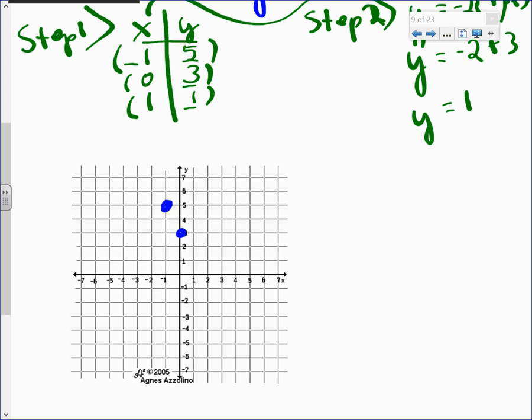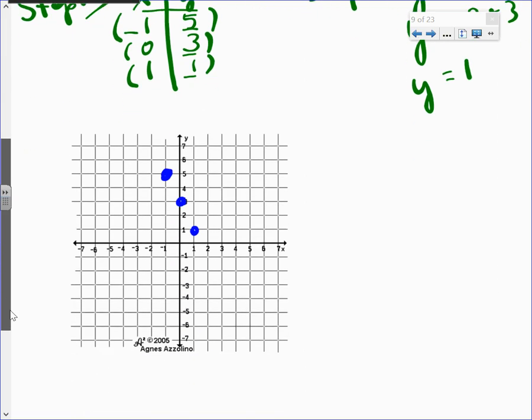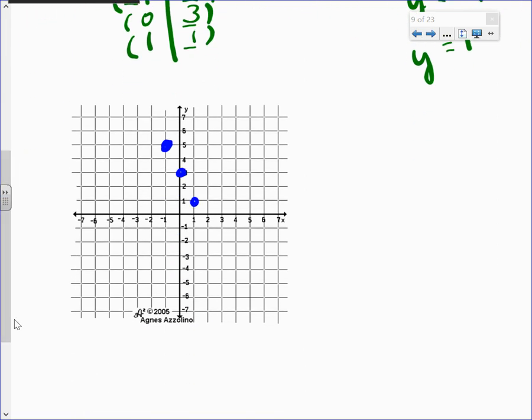And then 1, 1. There's the 3 points I just created. What does step 3 say? Let's see. Connect the points with a line or a curve. Well, this is a line. I'm going to connect the points with a line. I put arrows at both ends because it goes on infinitely forever. There's our first line of 2018.